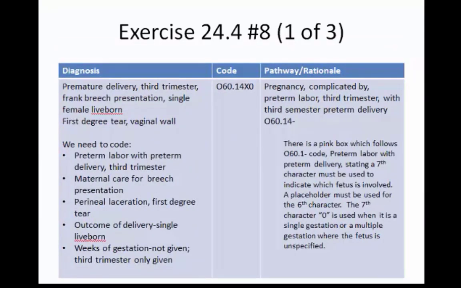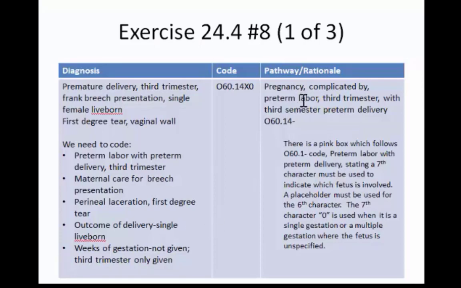Here's another one. Premature delivery, third trimester with a frank breech presentation, single female live born, first degree tear of vaginal wall. We know it's premature, so you've got preterm delivery, third trimester. Because it was a breech presentation, you have maternal care. You have a tear of the perineum. Outcome of delivery, single, live born, and the weeks of gestation. In this case, we're not given. The third trimester only was given, but that does allow us to assign a specific code.